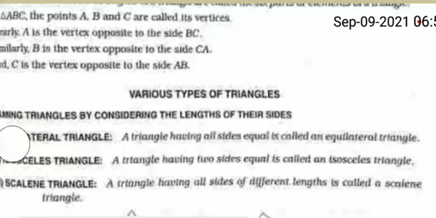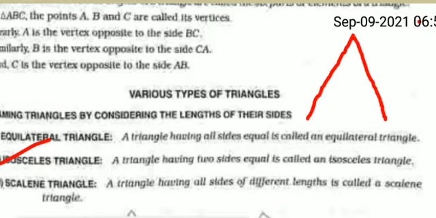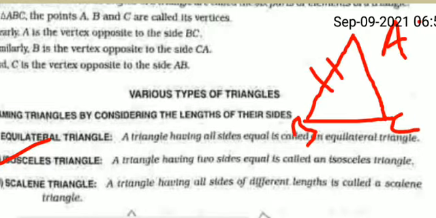Next one, students, isosceles triangle. The triangle having two sides equal is called an isosceles triangle, like this one. A, B, C, where AB and AC, these two sides are equal. That's why ABC is called an isosceles triangle.